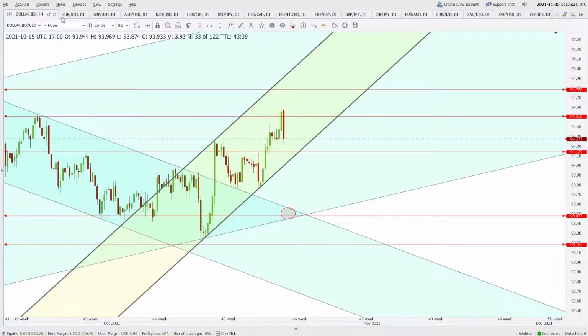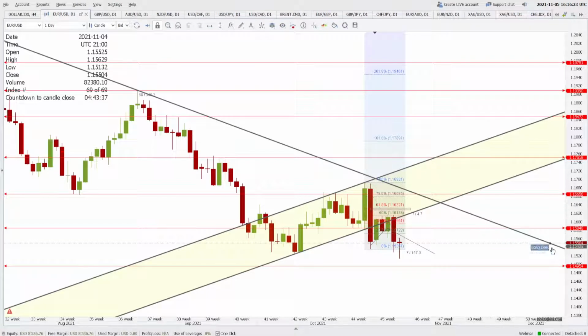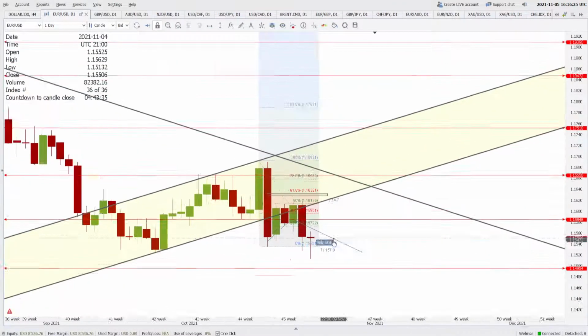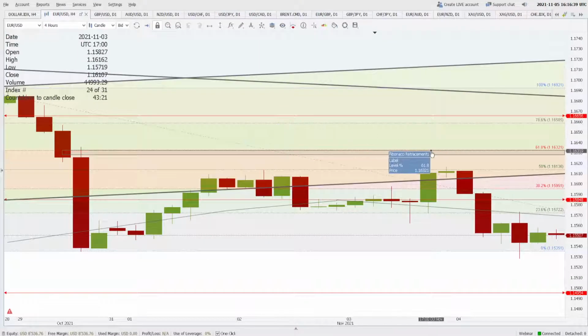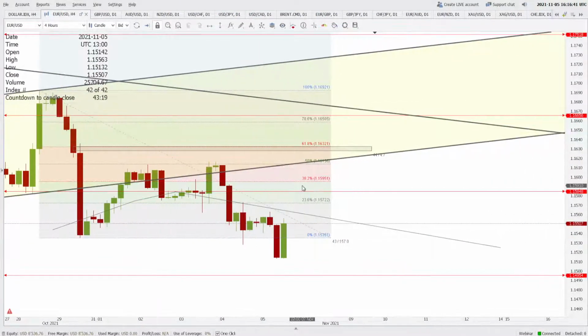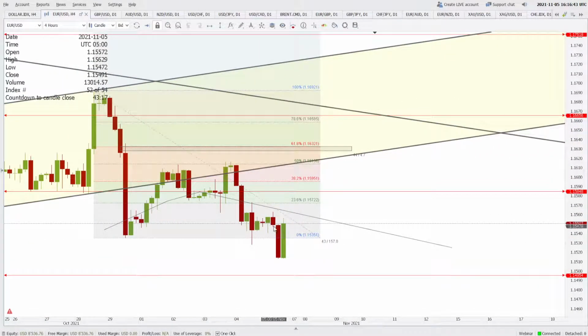Let us see what is happening with the euro. Euro is almost on similar lines to the US dollar, because it has an inverse correlation with the dollar. So when the dollar starts rising, it starts falling. Like if you can see on the 4-hour chart, when the dollar index started rising, the euro started falling.